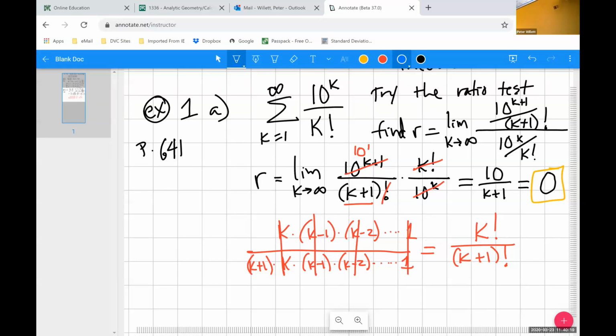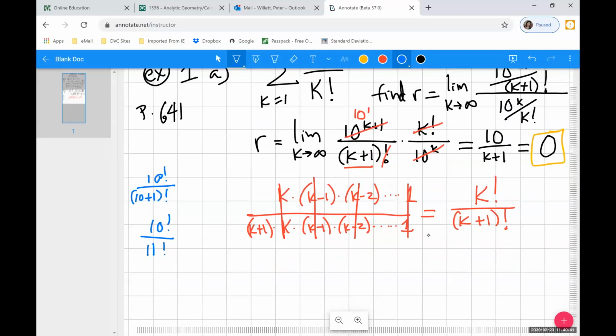So if I had 10 factorial in the top, then k plus 1 would be 10 plus 1 factorial in the bottom, which would be 10 factorial over 11 factorial. Does that make sense? Yes. So k plus 1 is just one more than whatever k is, like 10 versus 11.